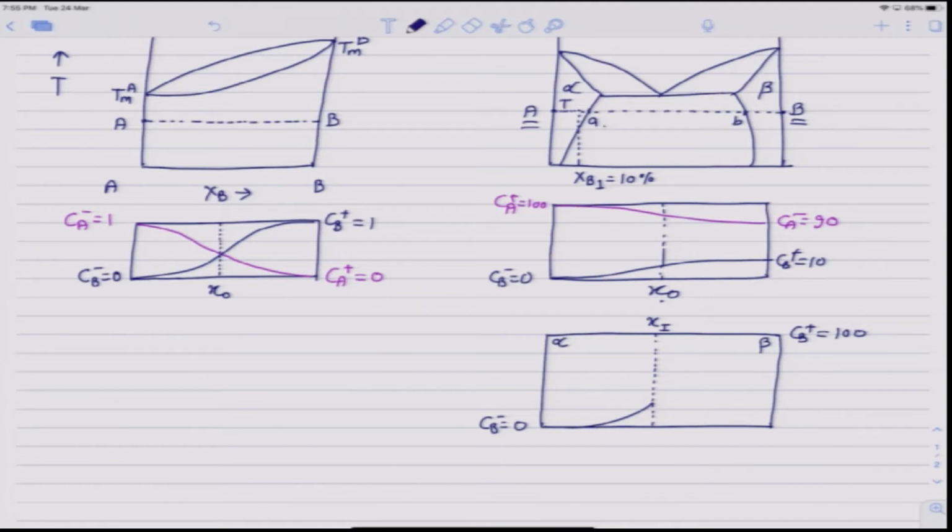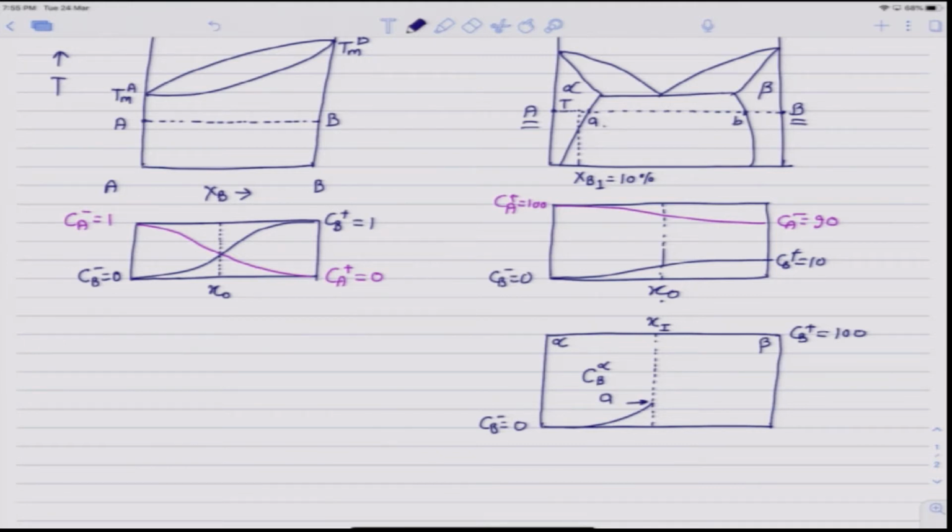And so, the concentration of B in alpha cannot exceed the concentration A, and so at the interface on the alpha side this concentration is A, and we call this C B at the interface in the phase alpha.